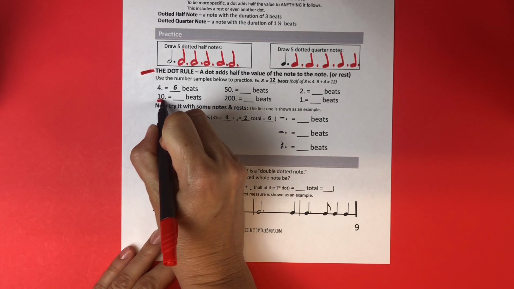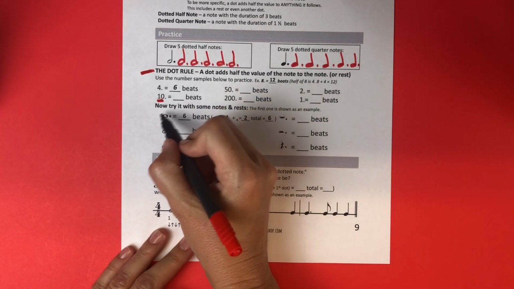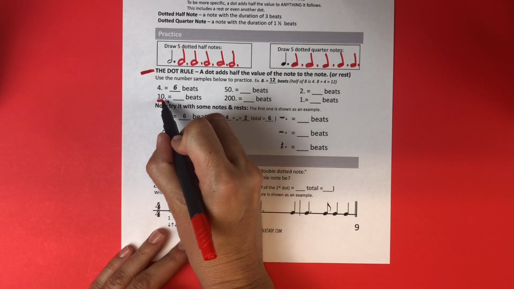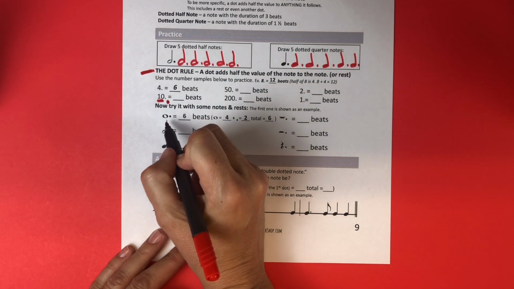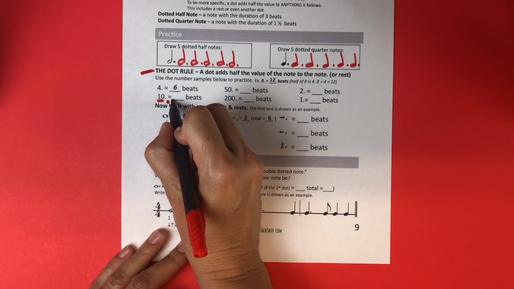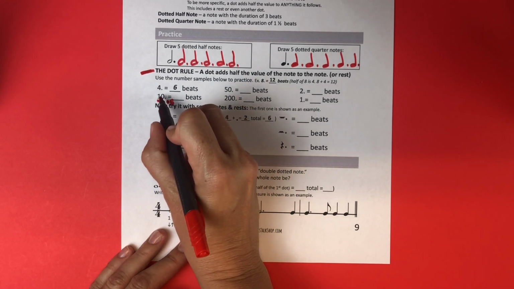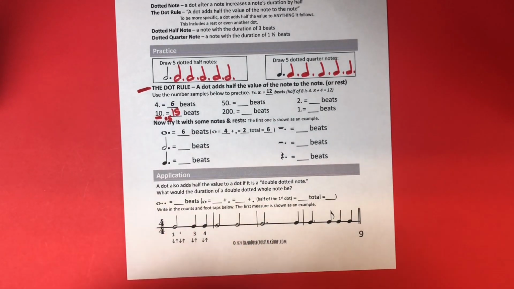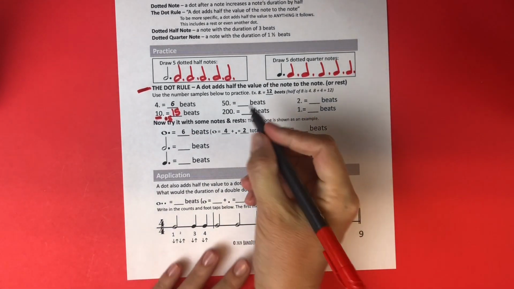So if you have something that's worth 10, just the number 10, and you add a dot to it, then this dot would be worth half of 10. So what's half of 10? 5. So you add those together, 10 plus 5 is 15. Okay, and we're going to do this a few times to kind of get the hang of it, and then we'll talk about it with the notes again.